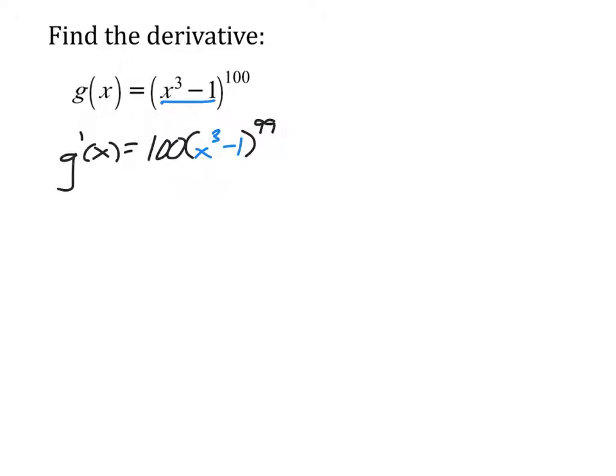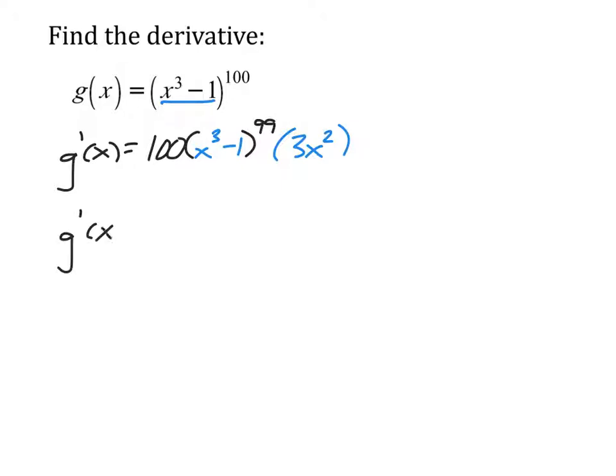And then I multiply that by the derivative of the inner function. So now that means I'm going to do the derivative of the x cubed minus 1. So that gives me 3x squared. And then once again, I look to see, can I actually clean that up at all? And to me, yes, I would say I do want to clean that up just a little bit.